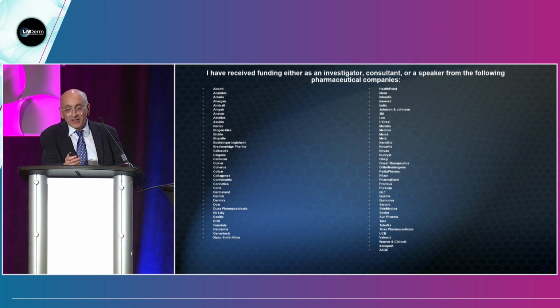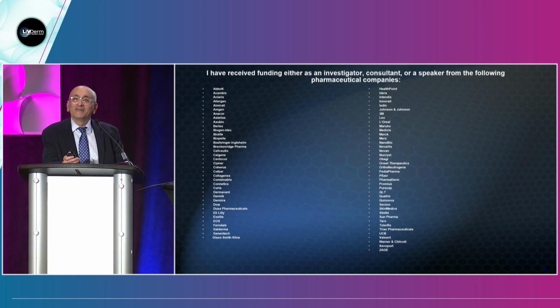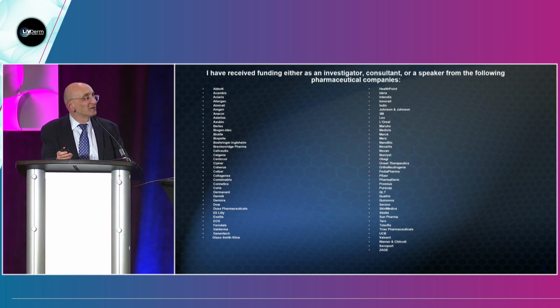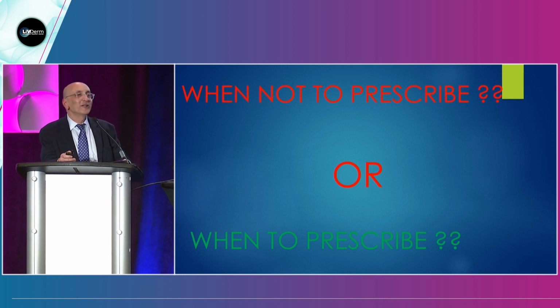I didn't go to Yale, so I went to Downstate in Brooklyn. This is my conflict of interest statement. It hasn't changed since this morning. So, when not to prescribe or when to prescribe, right?